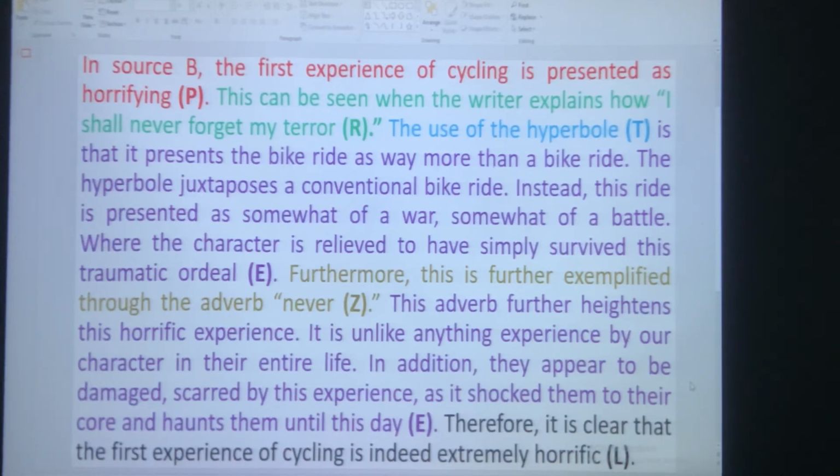It is unlike anything experienced, it should be experienced by a character in their entire life. In addition, they appear to be damaged, scarred by this experience, as it shocked them to the core and haunts them until this day. Therefore, it is clear that the first experience of cycling is indeed extremely horrific. And that is how you produce a pretzel paragraph for an English language exam.